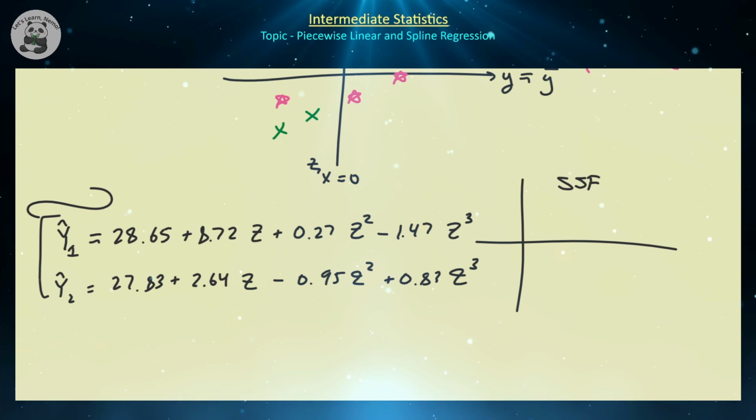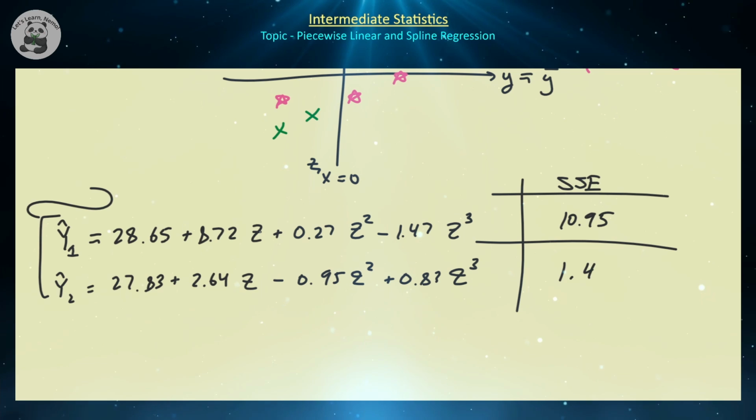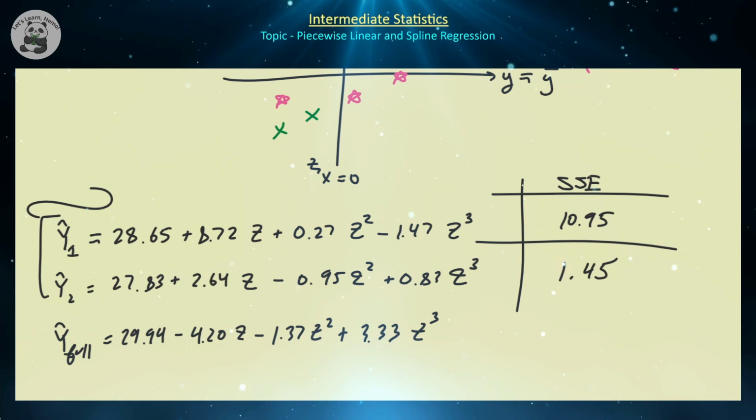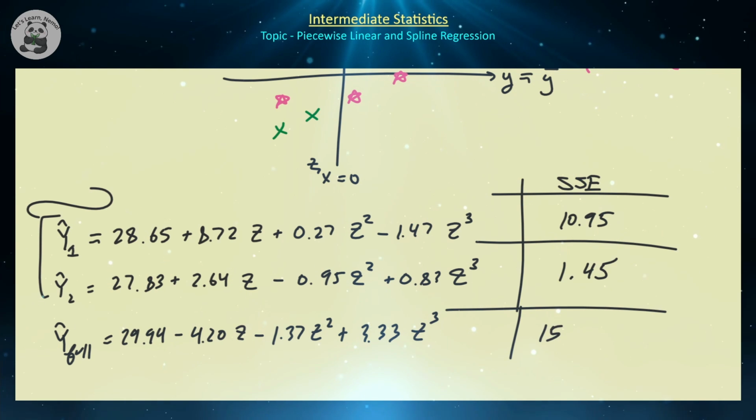And you probably are curious, okay, well what about your SSE for that? So the SSE for the first subset is approximately 10.95, and the SSE is going to be 1.45 for that second model. And if you try to fit a cubic model on the entire set of data without partitioning it, you're going to have the model 29.94 minus 420z minus 137z squared plus 333z cubed. You look at the coefficients and they're like, okay, well those are substantially different. But what's even more different is that the SSE is going to be 151.27, which for the standardized world is very large.